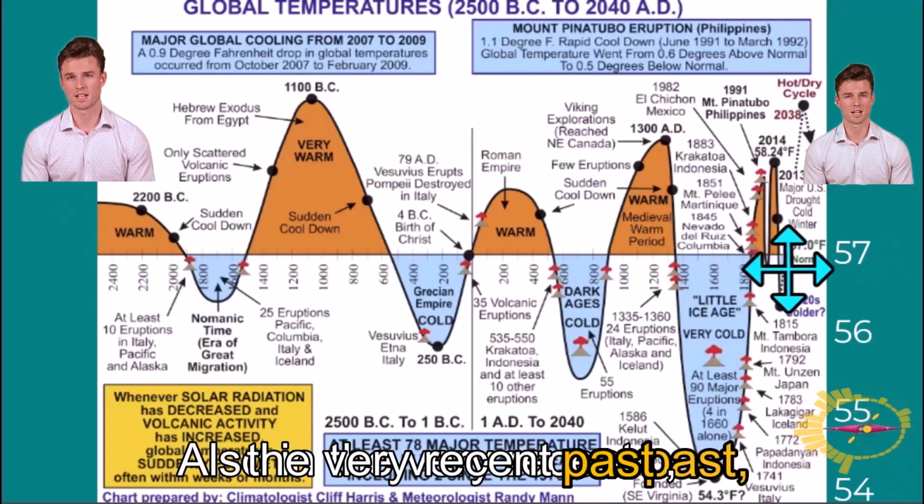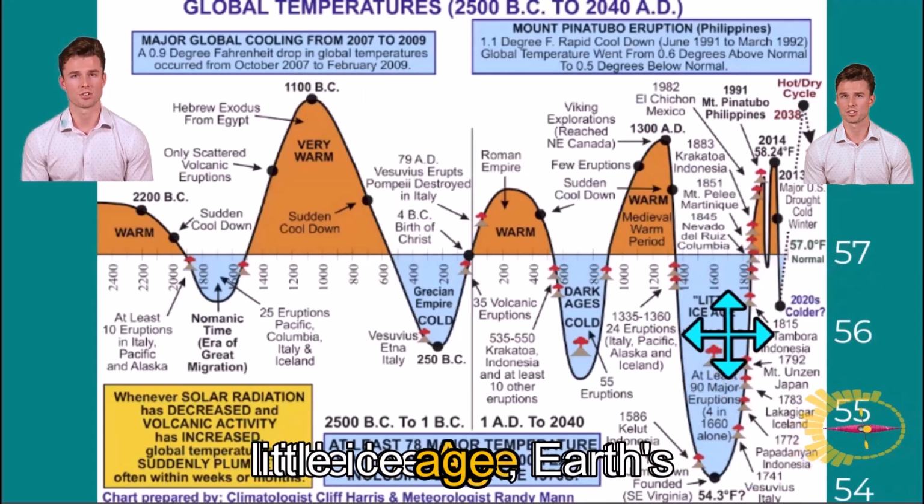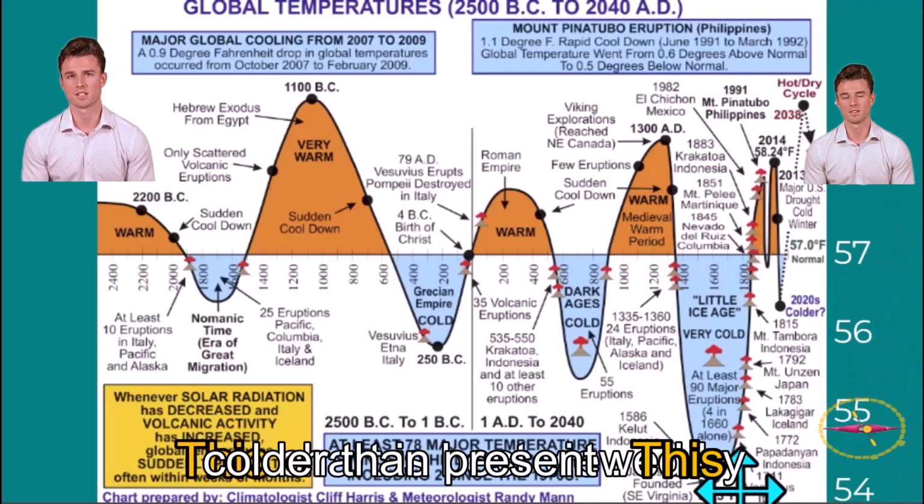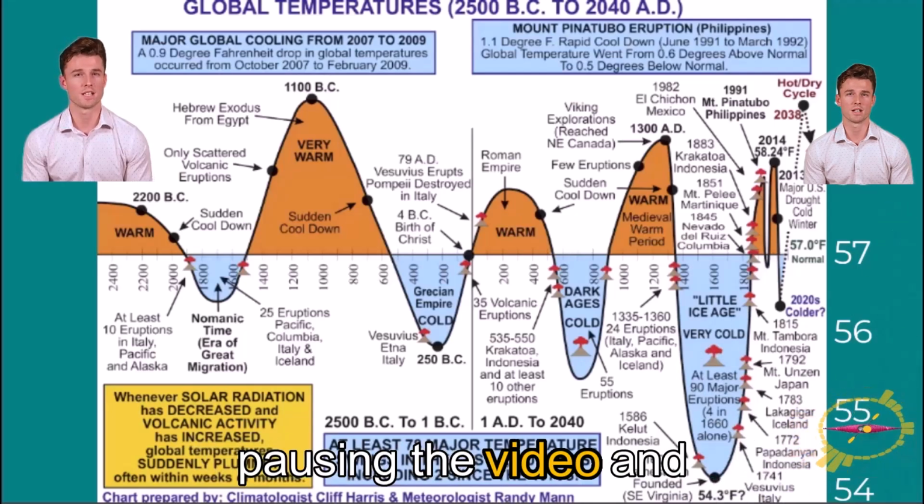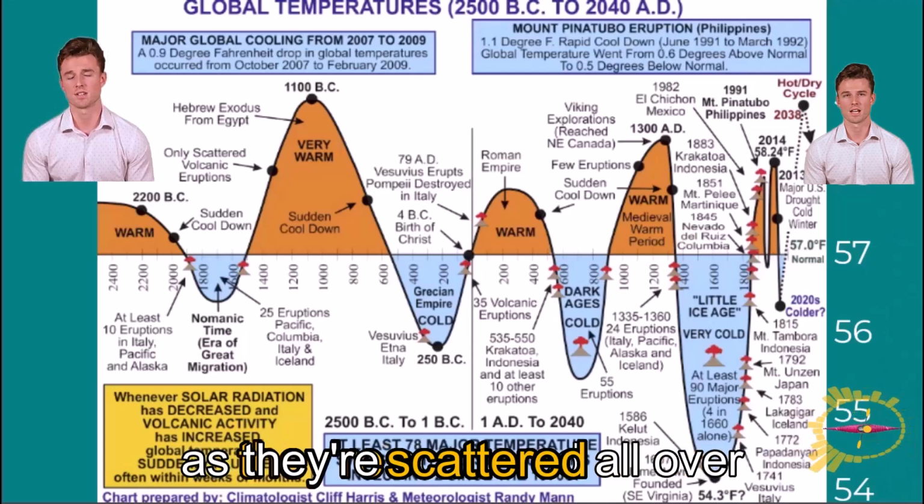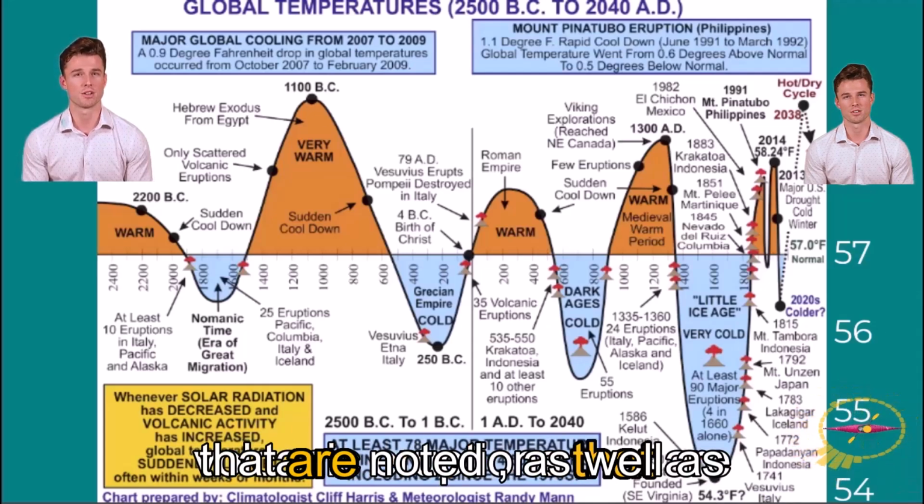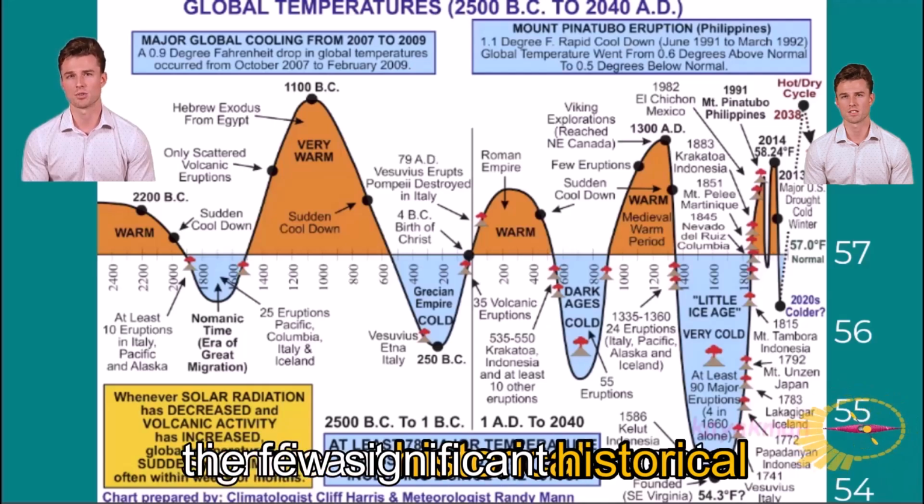Also in the very recent past, during what's called the Little Ice Age, Earth's average temperature was almost 3 degrees colder than present. This chart is best viewed by pausing the video and looking at all the notations as they're scattered all over the chart. Note the many different volcanic eruptions that are noted, as well as the few significant historical events.